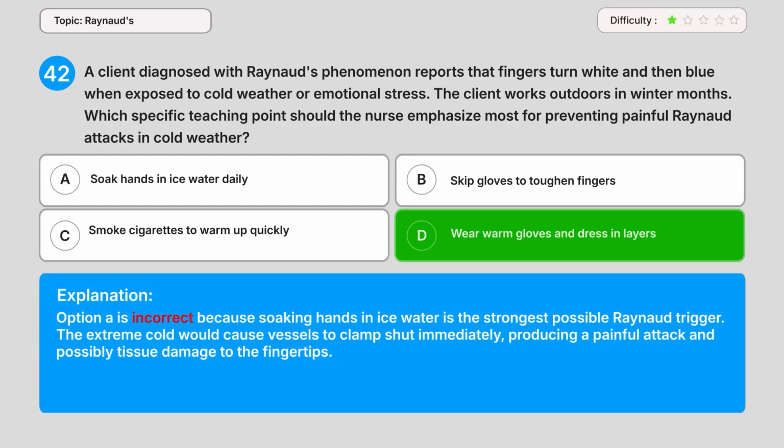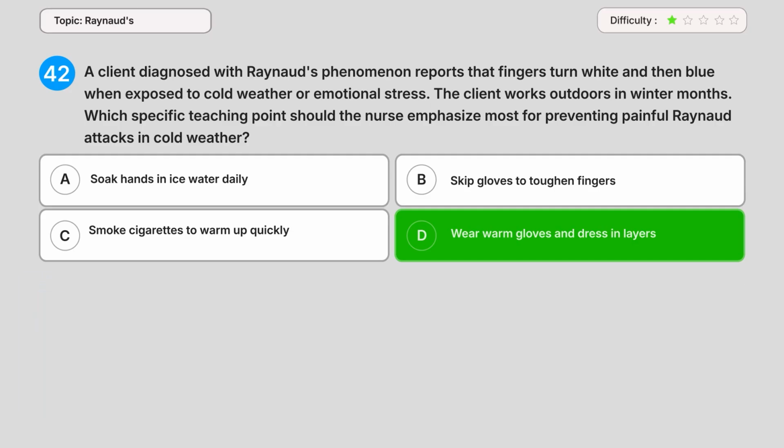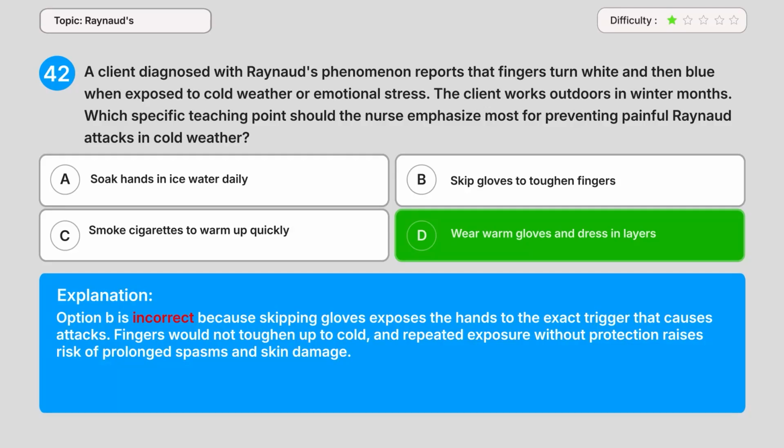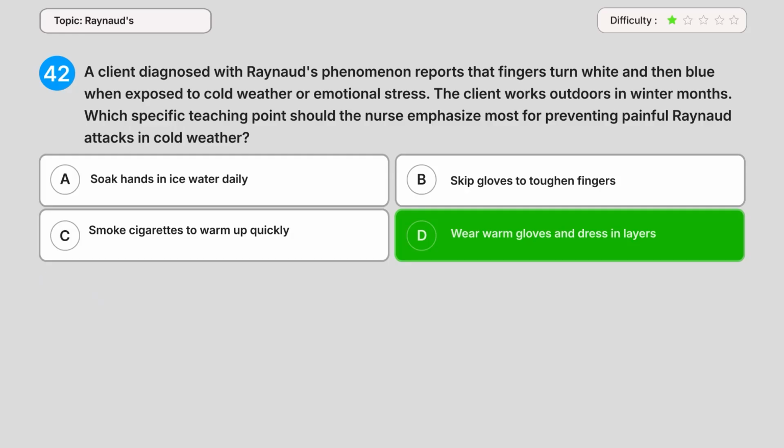Option A is incorrect because soaking hands in ice water is the strongest possible Raynaud trigger. The extreme cold would cause vessels to clamp shut immediately, producing a painful attack and possibly tissue damage to the fingertips. Option B is incorrect because skipping gloves exposes the hands to the exact trigger that causes attacks. Fingers would not toughen up to cold, and repeated exposure without protection raises risk of prolonged spasms and skin damage.